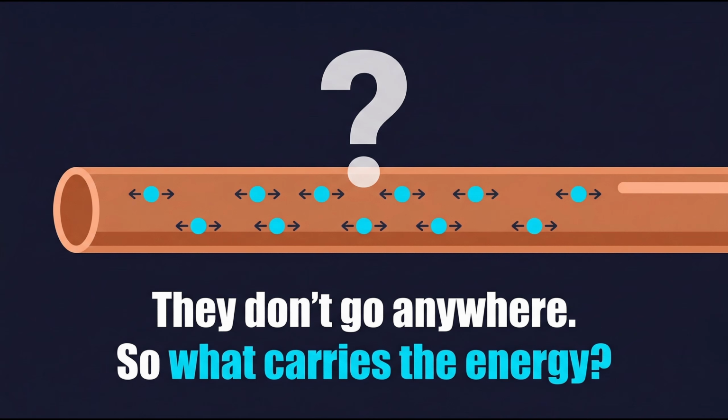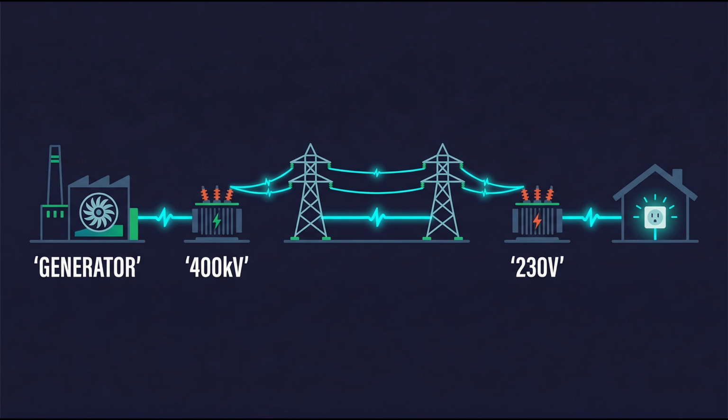But here's something weird. In an AC wire, the electrons don't even go anywhere. They just vibrate back and forth in place. So what actually carries the energy? Almost there. Here's the full picture.